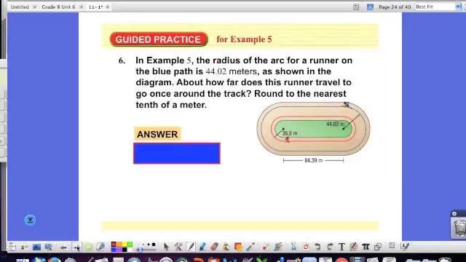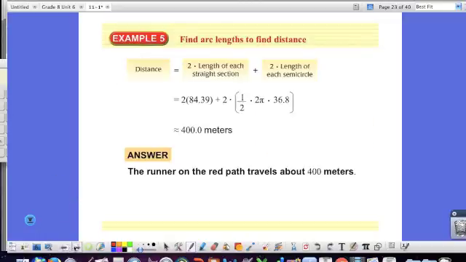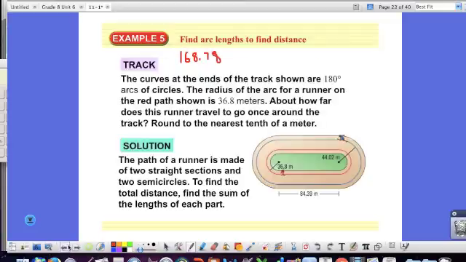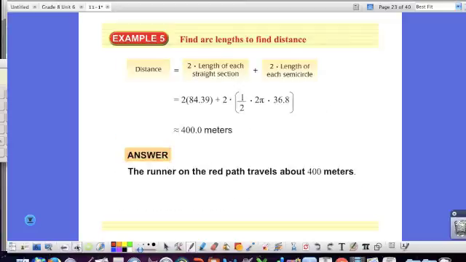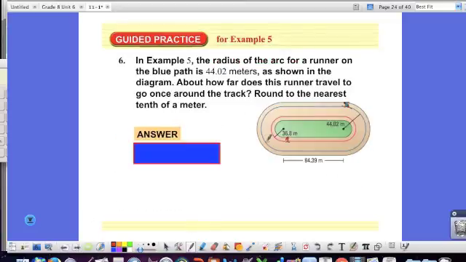Now let's say you ran the blue part. People always talk about track, if you're further out, you're actually running a further distance. So you're still running the two 84.39s, which we said, I'm just going to look back here, was 168.78. So you're still running 168.78.